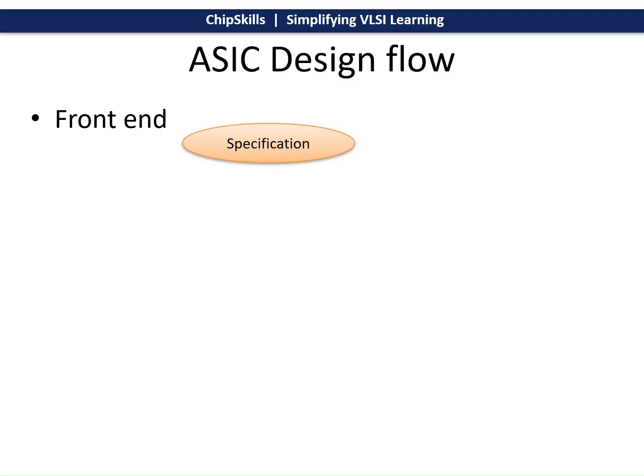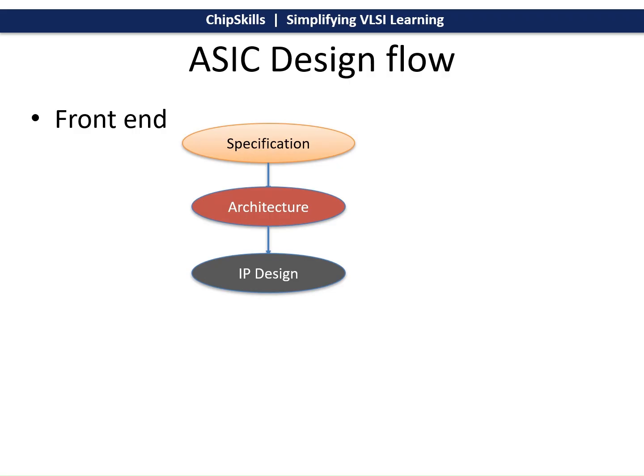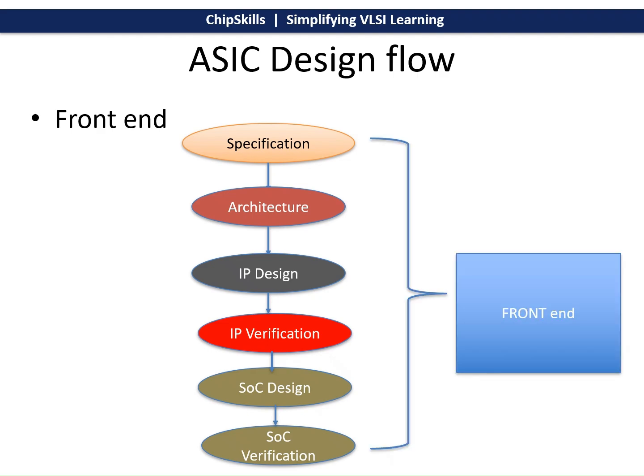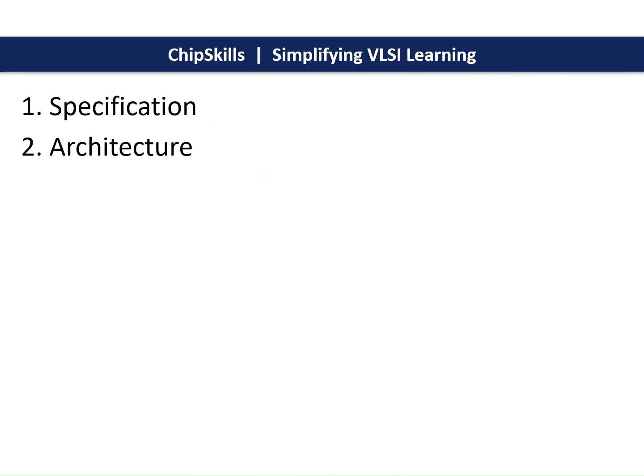verification. First one, specification. Second one, architecture. Third one, IP design. Fourth one, IP verification. Fifth one, SOC design. Sixth one, SOC verification. All these steps will be called as front end verification. In this video, we majorly focus on the first two steps. One is specification and second one is architecture.